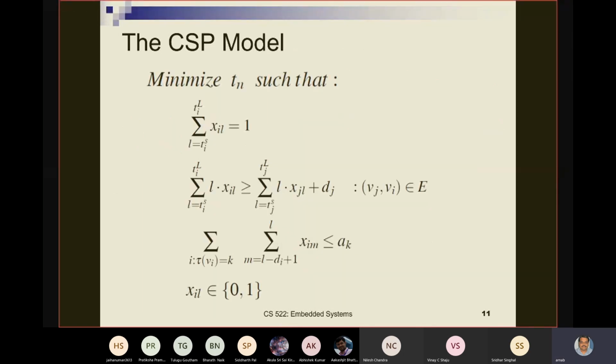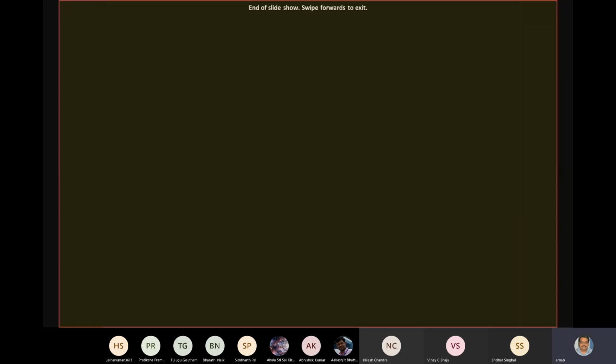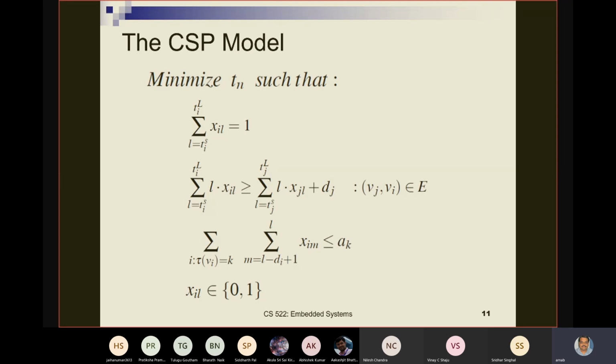So now what is my objective? See the entire CSP model. What does it tell me? Minimize TN.